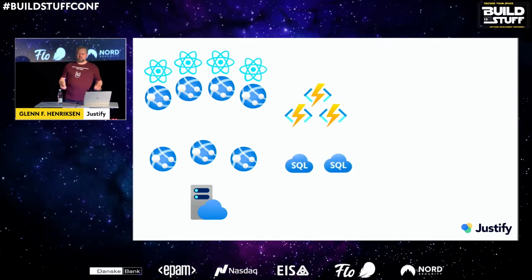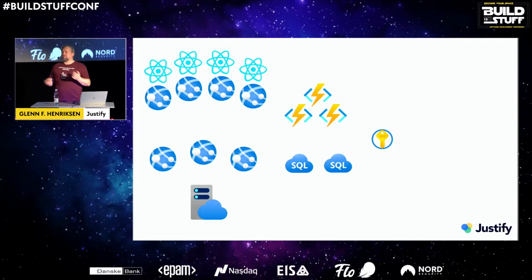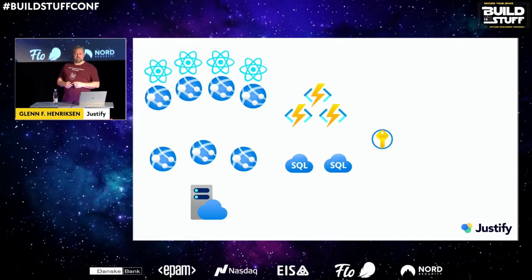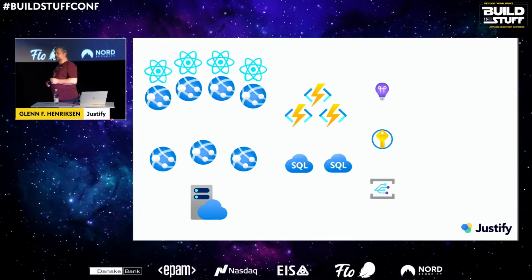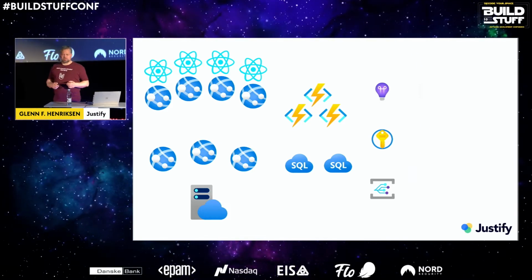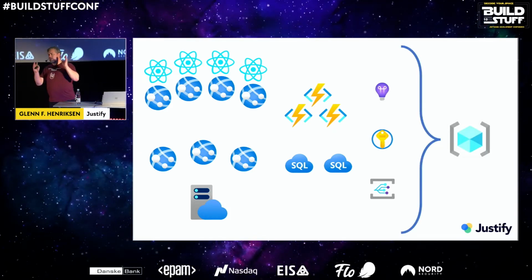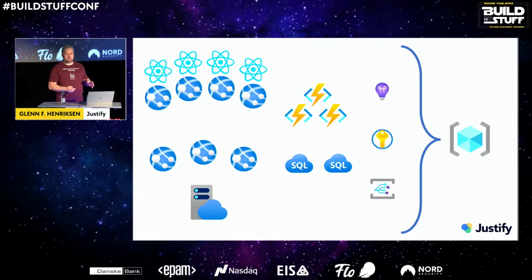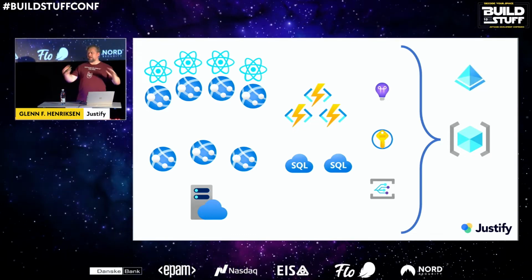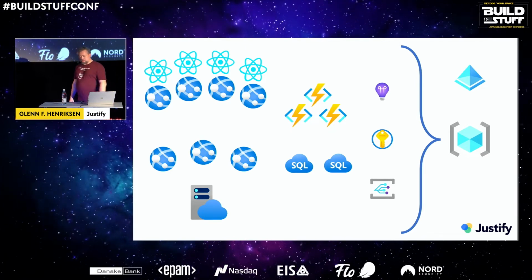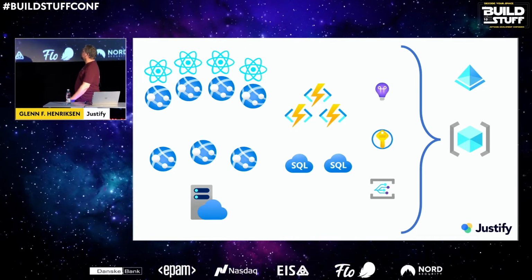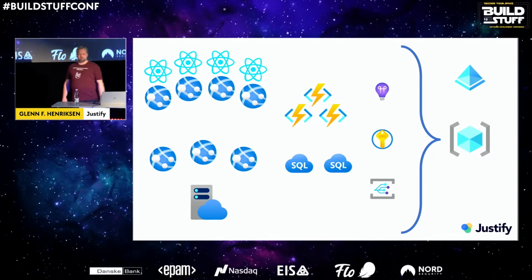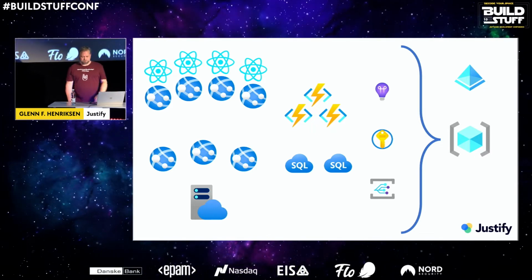We have a couple of databases, and we have a couple of managed Azure services like Key Vault, Event Grid, and App Insights. All of this runs in one resource group per environment. And on top of all of this, we have Azure Active Directory. So that's the general layout of our infrastructure.